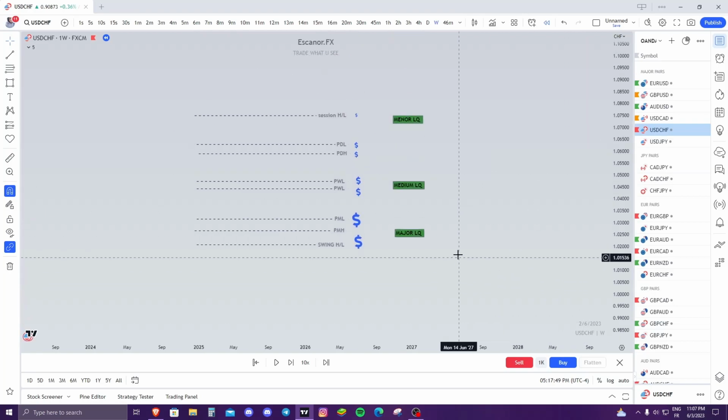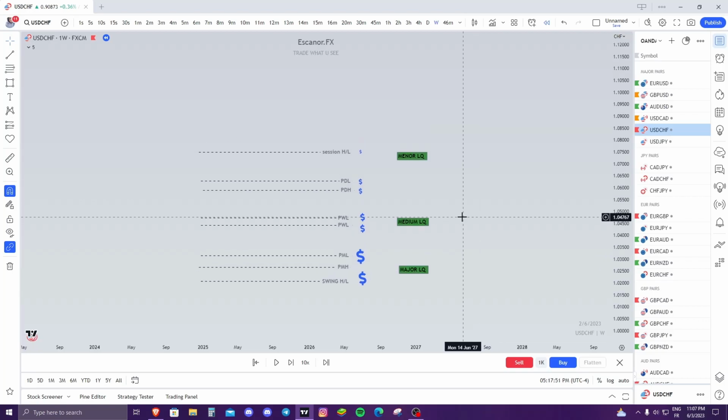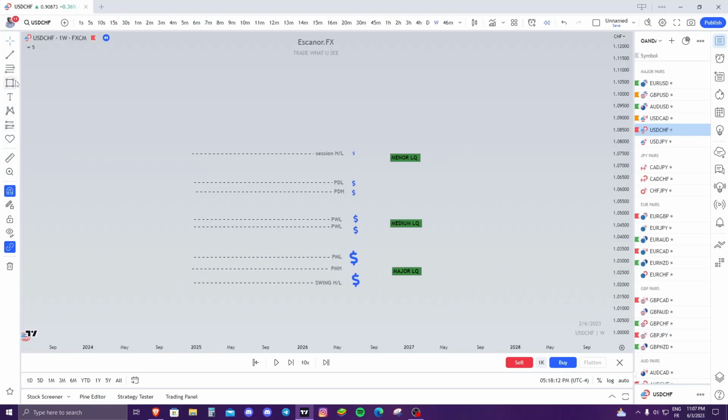So let's start to explain. We also have the sessions liquidity. We're gonna start from the strongest one to the weakest one. Okay, so we have the previous month high and low and the swing highs. We call this a major liquidity. This is one of the strongest points of liquidity.